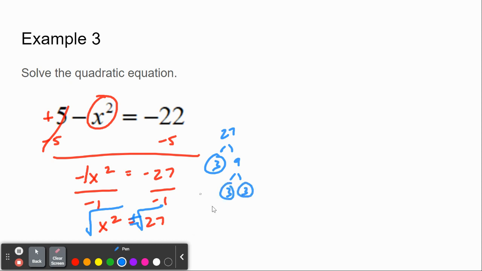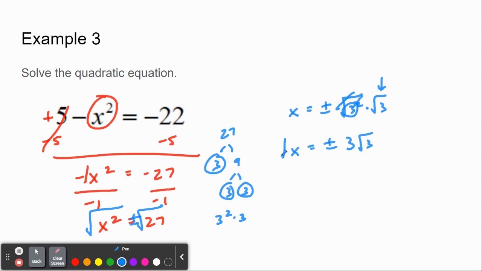And here we go. So let's group 2 of them together. So I will make this 3 squared, and then there's one more 3. So I will take x equals plus or minus the square root of 3 squared times the square root of 3. This 3 can come out because it is squared. So x equals plus or minus 3, but this 3 stays put. And that would be your answer in simplest radical form.